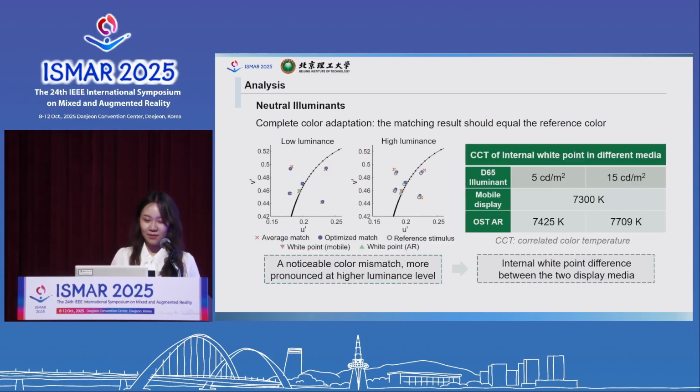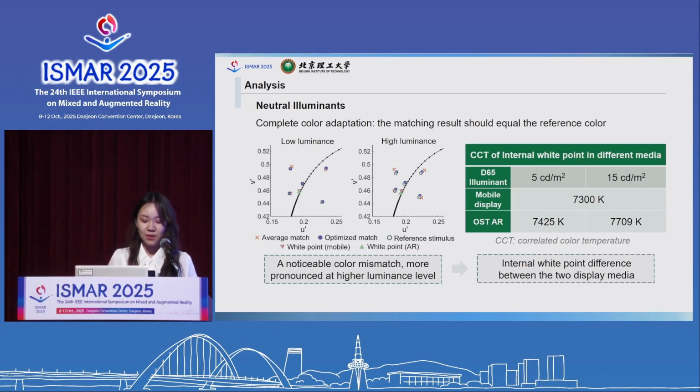Now, here are the results of our neutral illuminance experiment. We can see from this photo that the red circle represents the reference stimulus, while the red crosses mean the average match result. We can see that there is a color mismatch between the reference and the average match result. However, in neutral illuminance, people are expected to get complete color adaptation. This means that the matching result should equal the reference color.